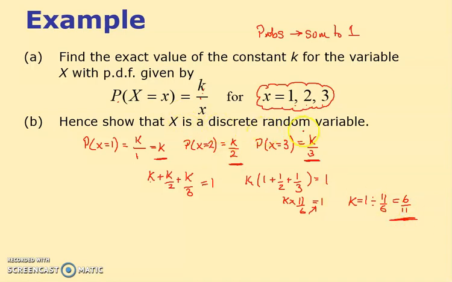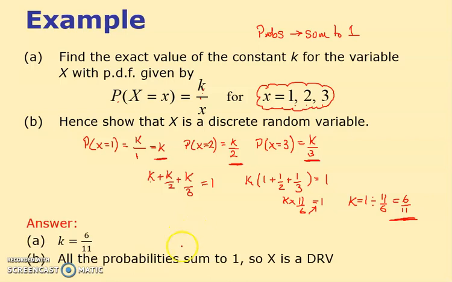Hence show that it is a discrete random variable. Well, it's a discrete random variable if they add up to 1. So I think that is the case. So they all add up to 1. So you just really have to say and show that they sum to 1. So x is a discrete random variable.